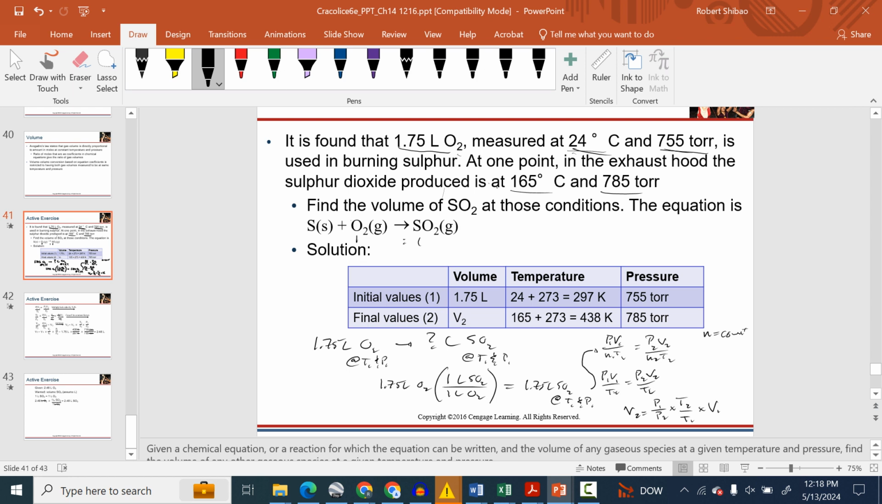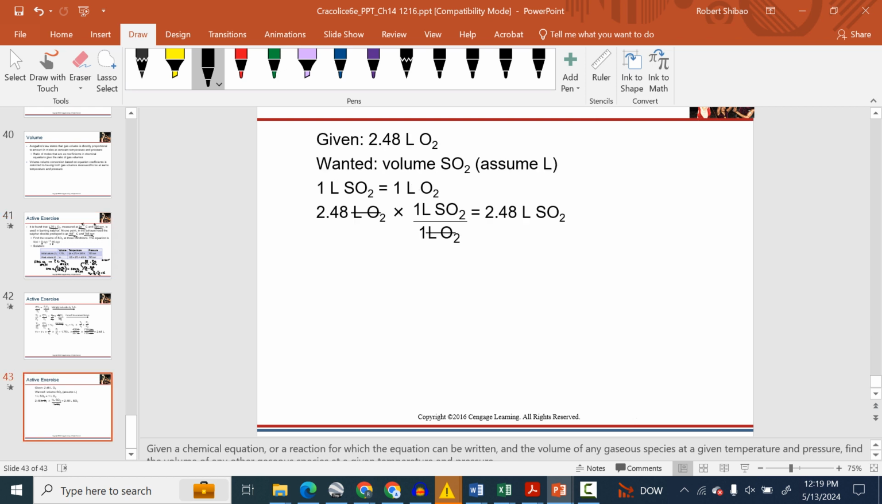And so they just plug it in. This is T1, P1, this is T2, P2. So we just change the volume for the new conditions. So that's what they did here. And they get this. So they use the volume ratio. So 1 liter of O2 gives 1 liter of SO2. They did it kind of weird here. But this is normal.